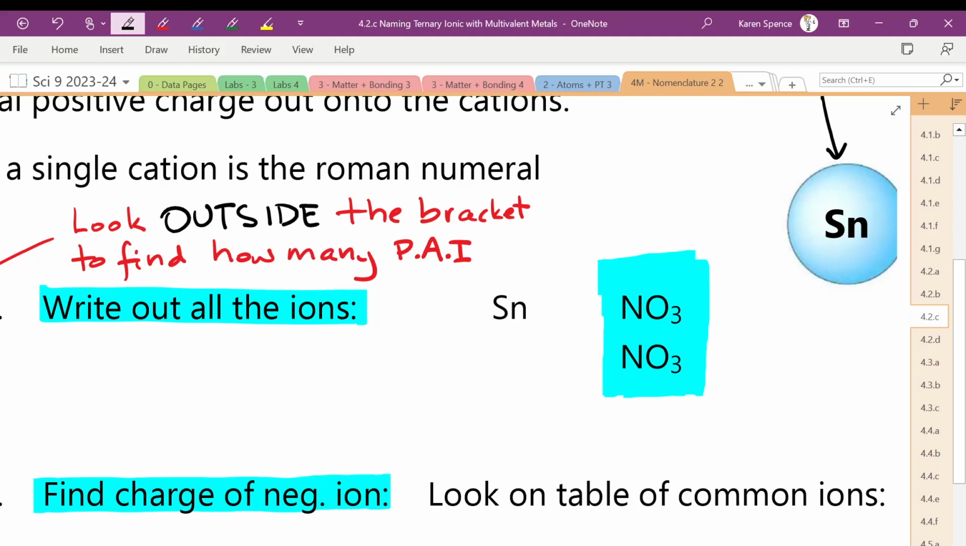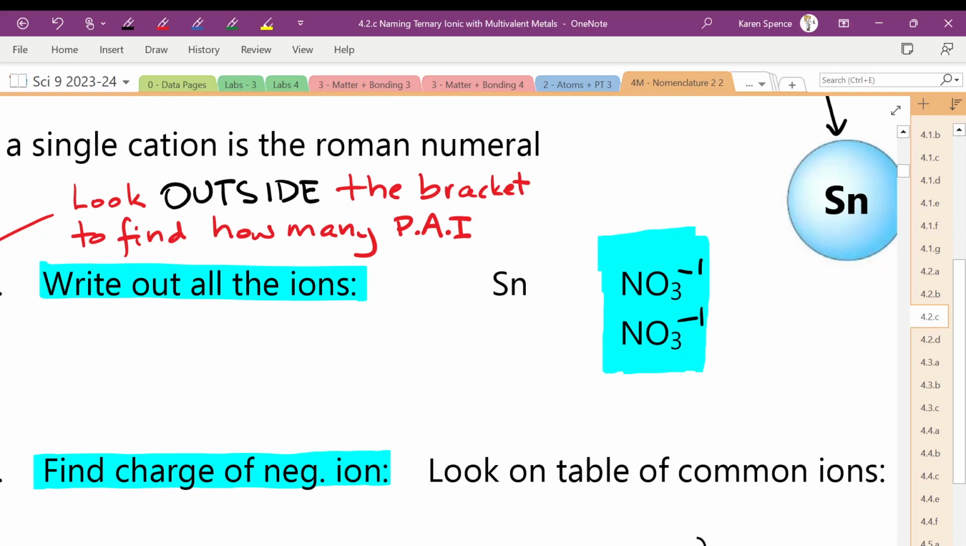What is the charge of that NO3? It is negative. Now, what does it mean when it just says negative? How much negative is that? When it just says negative, that means -1. Okay, so we've got -1.